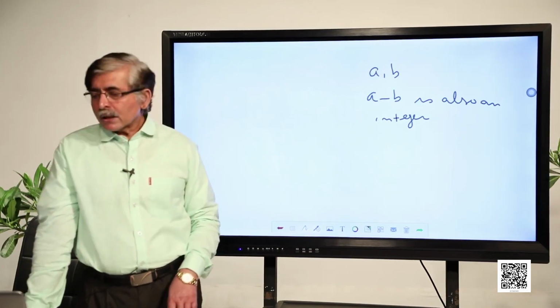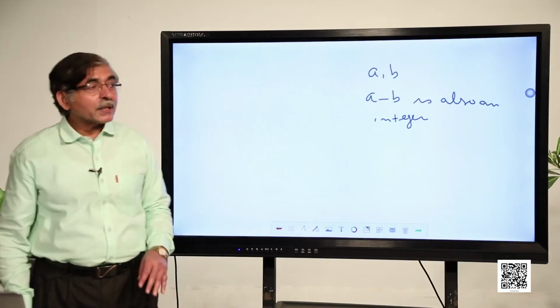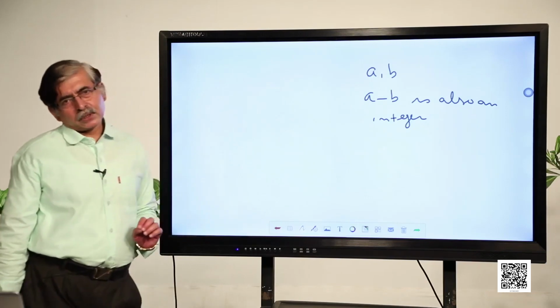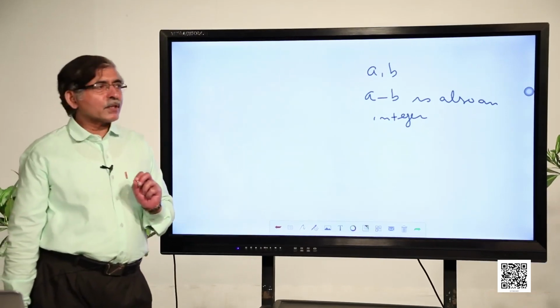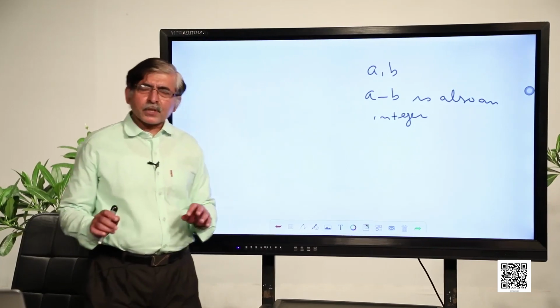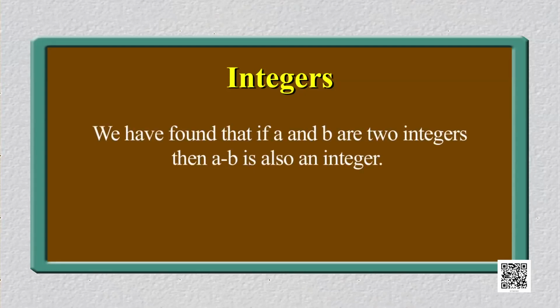So, we can say that of the properties of integers we have studied, we have found that it is closed under addition, it is closed under subtraction. Closure means that if we add two integers we get an integer, if we subtract two integers we get an integer. So, we have found that if A and B are two integers, then A minus B is also an integer.